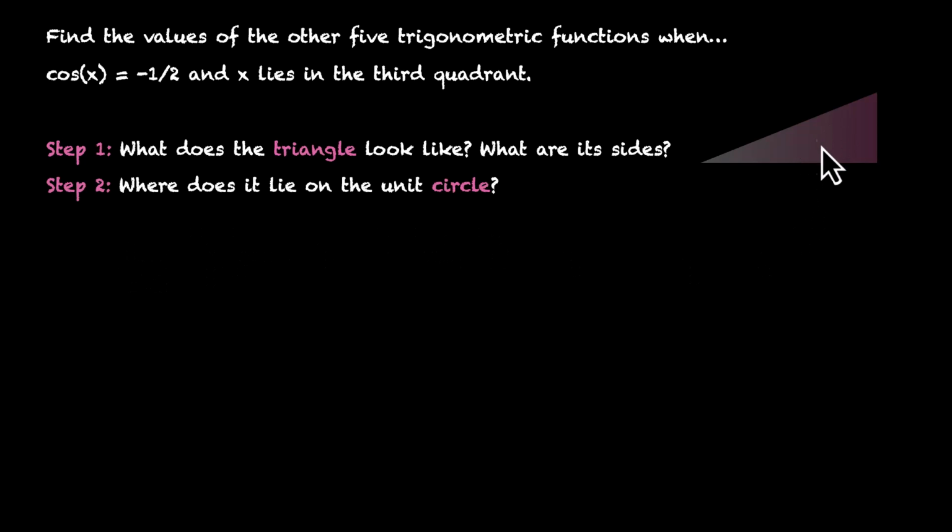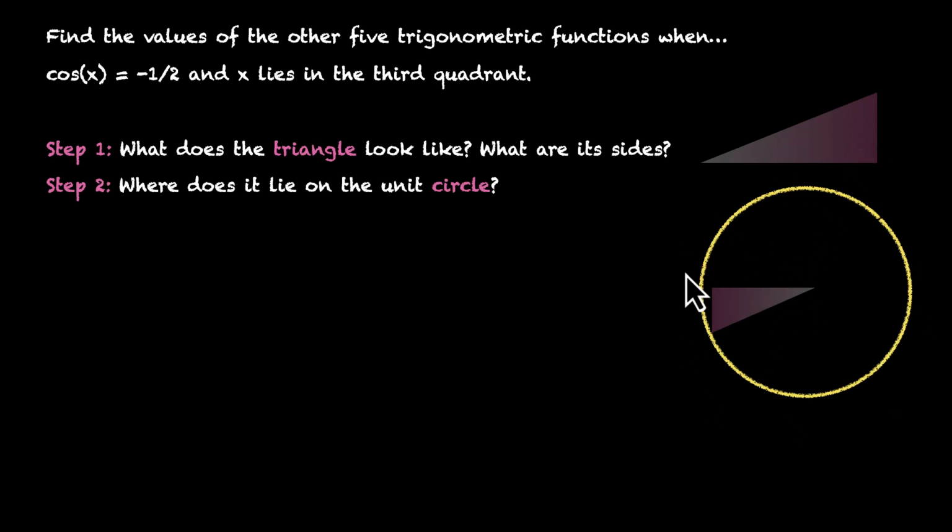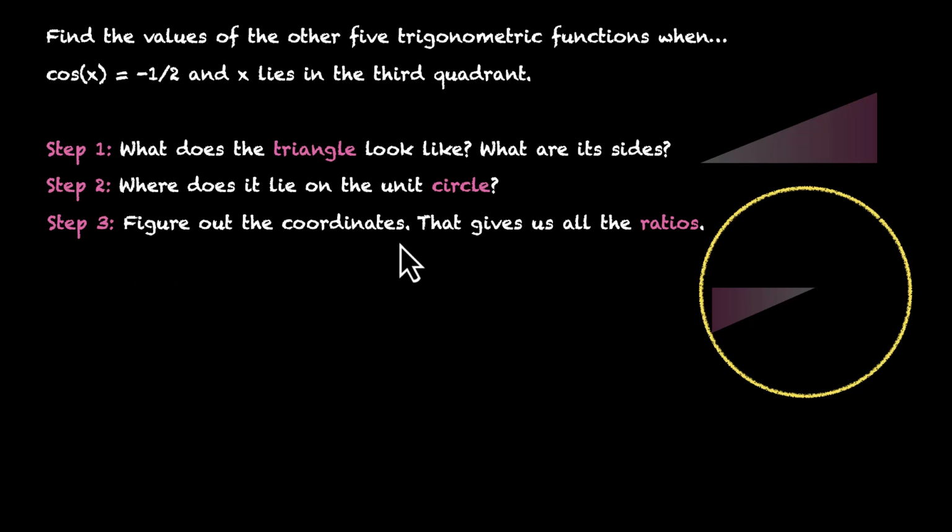Now that we have a good idea of what that triangle looks like, we want to figure out where on that unit circle is the triangle. If we figure out the triangle, we figure out the point. If we figure out the point, we figure out the coordinates. And once we have the coordinates, we have all the ratios. Step 3 is find the coordinates. That gives us all the ratios.